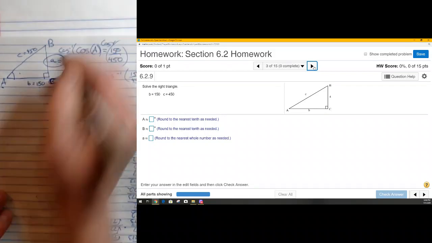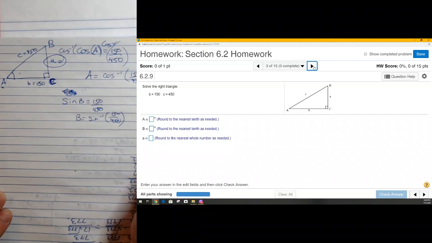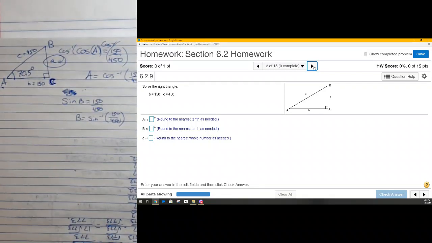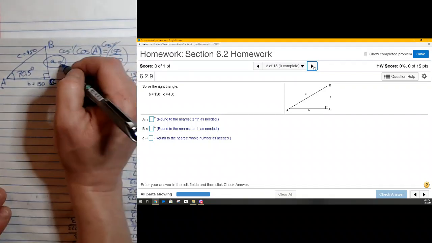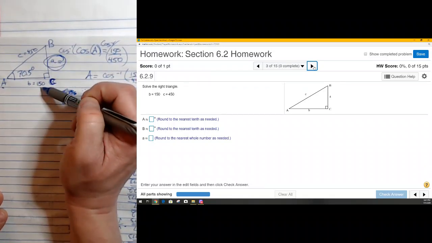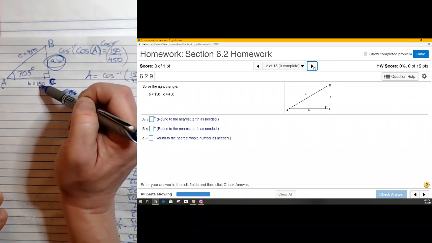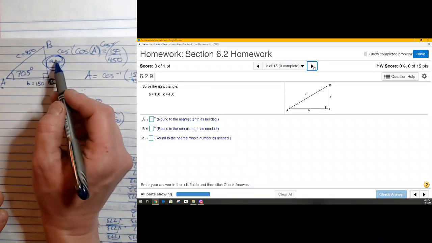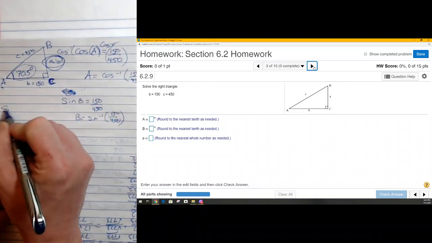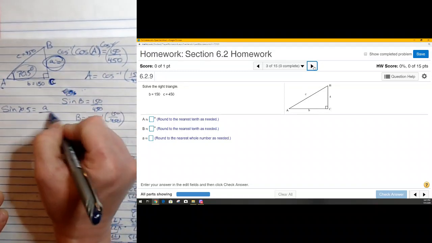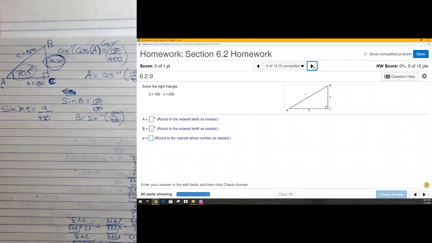Now I got to find a. Great. I need to use one of these angles. So I'm going to use A here with 70.5. That's probably going to be good enough. And now I have to figure out what a is. I can use tangent with this side, the opposite, and the adjacent, or I could use cosine. I'm going to use sine here. The sine of 70.5 is equal to a over 450.